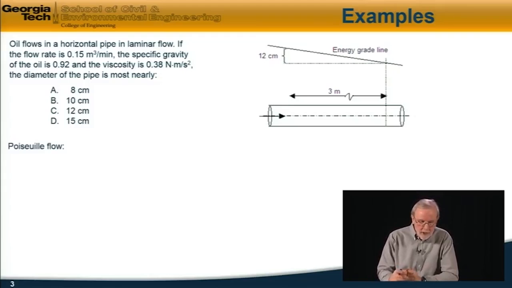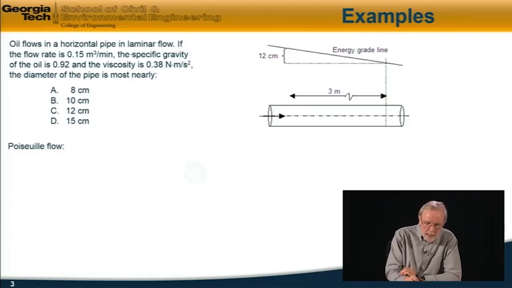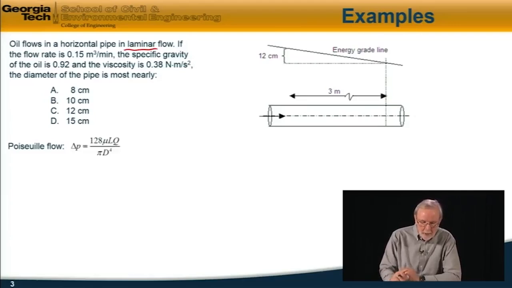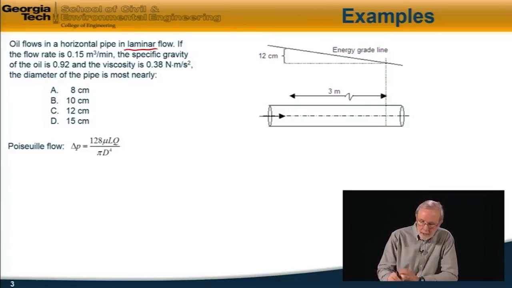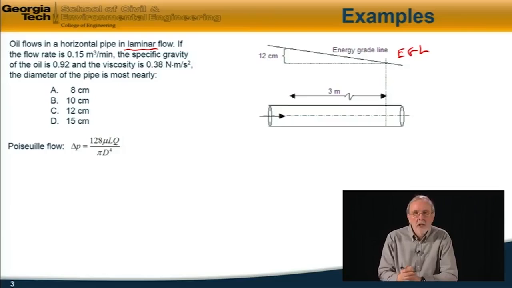So in this case, we're given that the flow is laminar, so automatically we know that this is Poiseuille flow, for which this equation applies, the relationship between the pressure drop and the flow rate, etc., in the pipe. Now, in this case, we're given that the energy grade line here is sloping downwards and it drops by a height of 12 centimeters. How do we relate that to the pressure drop in the flow?